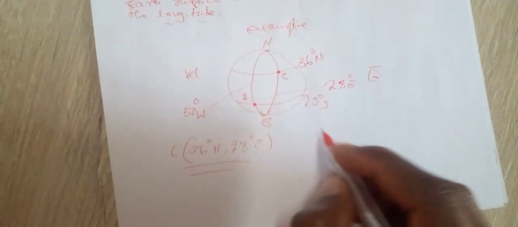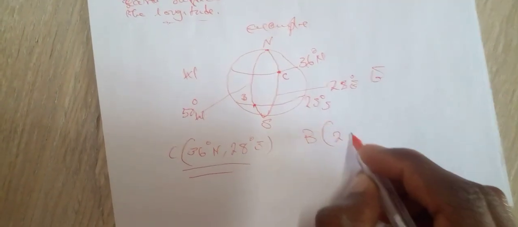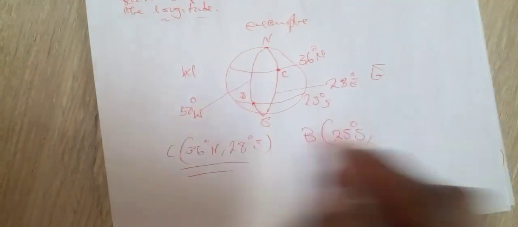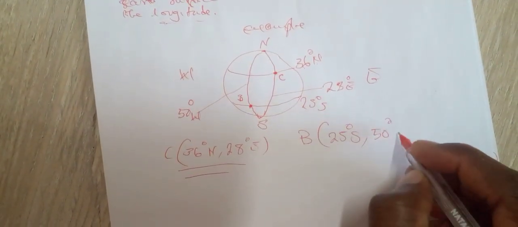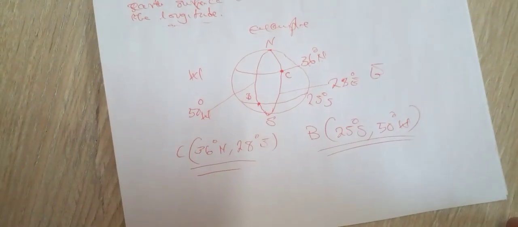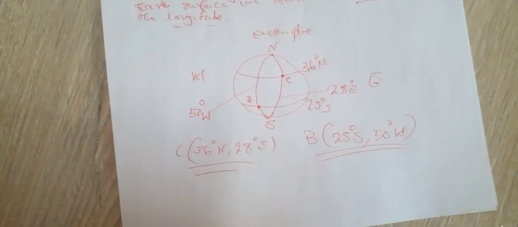Then we come to B. We do the same. B as well: we have 25 degrees south, comma, what is the longitude? 50 degrees west. It is as simple as drinking water. Once you do this, it means that you have named the place on the earth's surface.